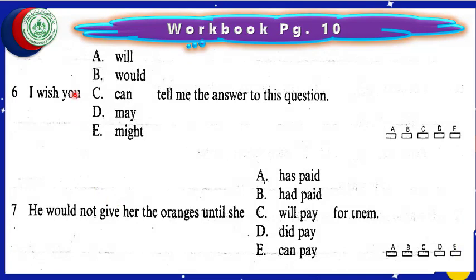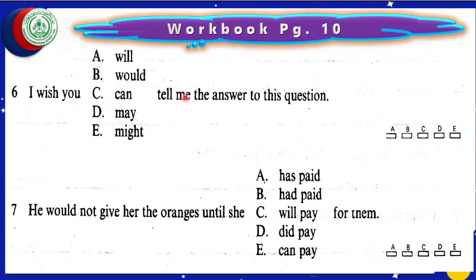I wish you will tell me the answer. With wish, we have to write the second form of the verb. We cannot write the first form with wish. That is why we cannot write here will. I wish you would tell me will be the correct option.